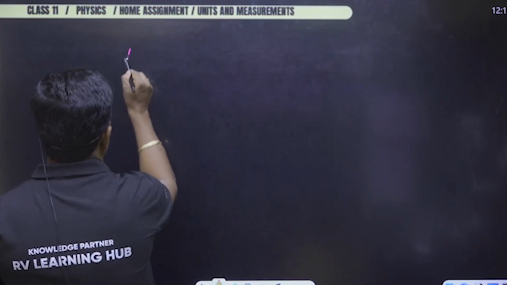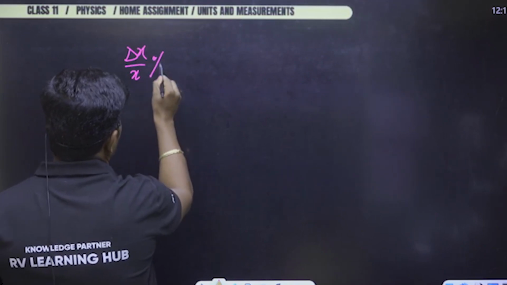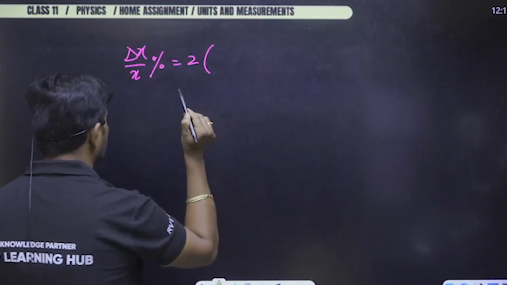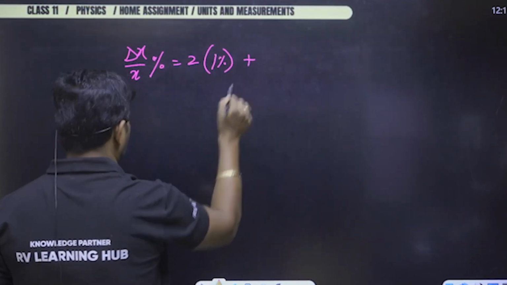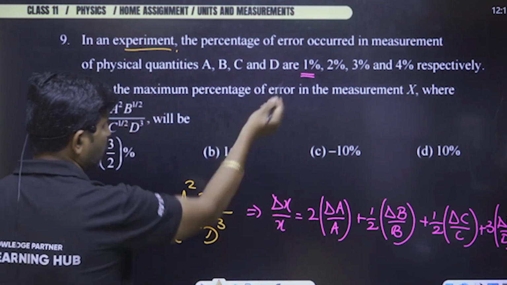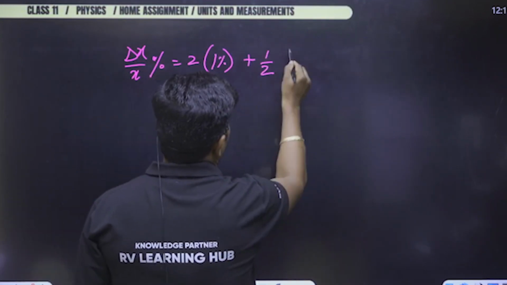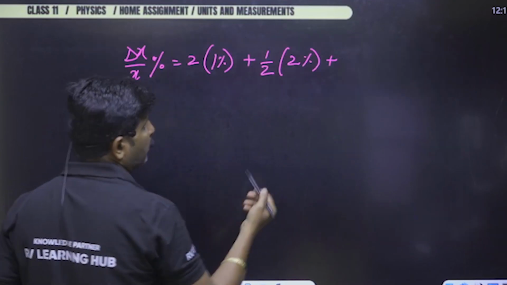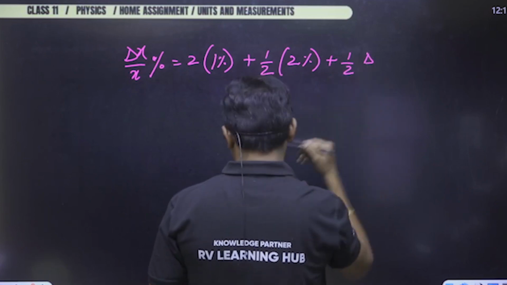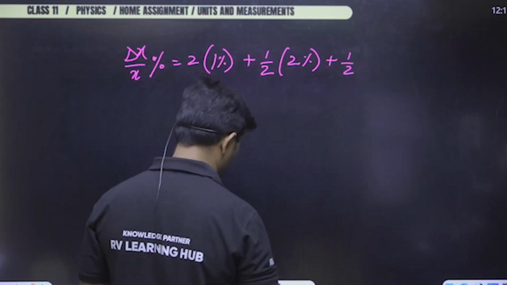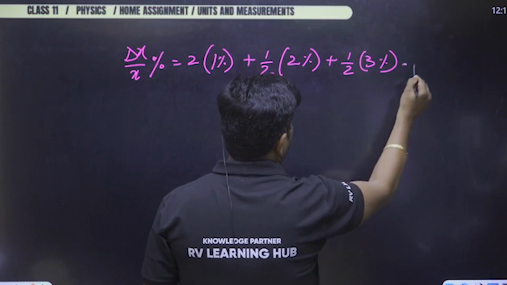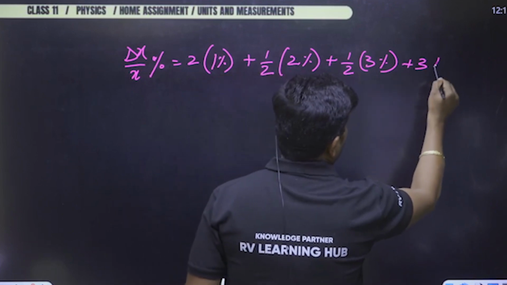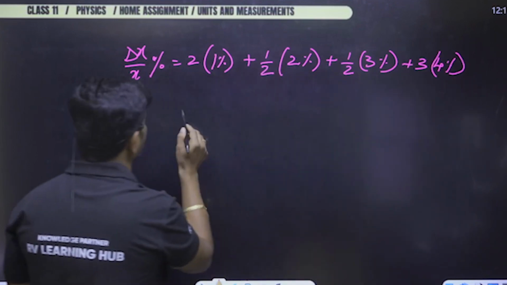So delta x by x in percentage is equal to 2 into, what is delta A by A? 1%. Is it right? Plus, what is this? Half into delta B by B. Half into delta B by B is 2%, plus half into delta C by C. What is delta C by C value given? 3%. Is it right? Plus 3 into delta D by D, 3 into 4%.